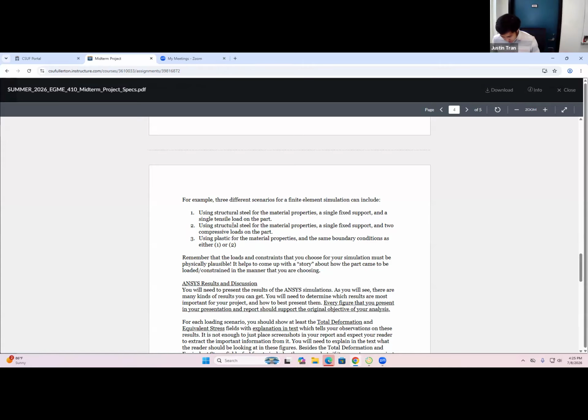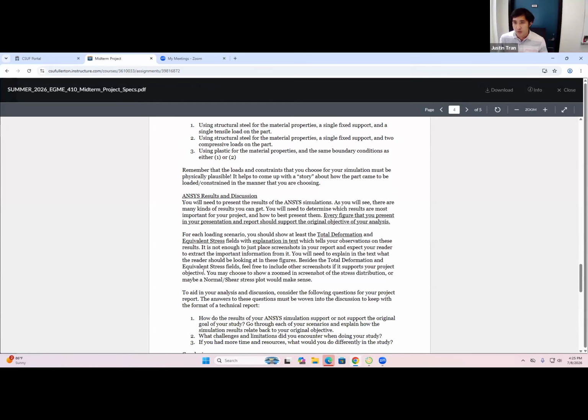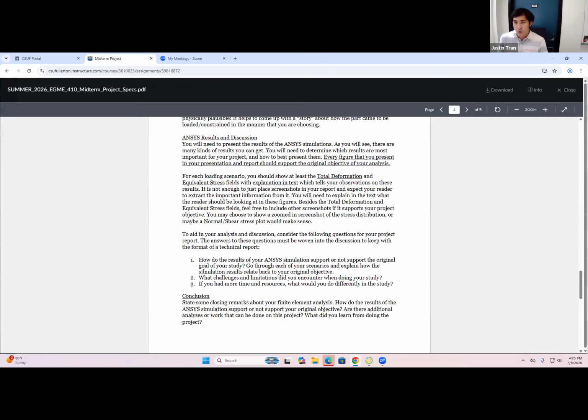Okay, good. So all of that has to do with the setup for your finite element simulation. The next step, of course, is to run the simulations themselves. You're going to be required to present the results of your ANSYS simulations, similar to our ANSYS activities, so you're going to be showing screenshots from the ANSYS software.